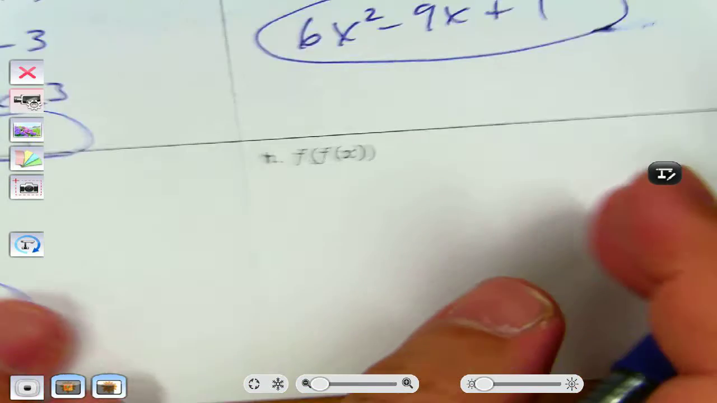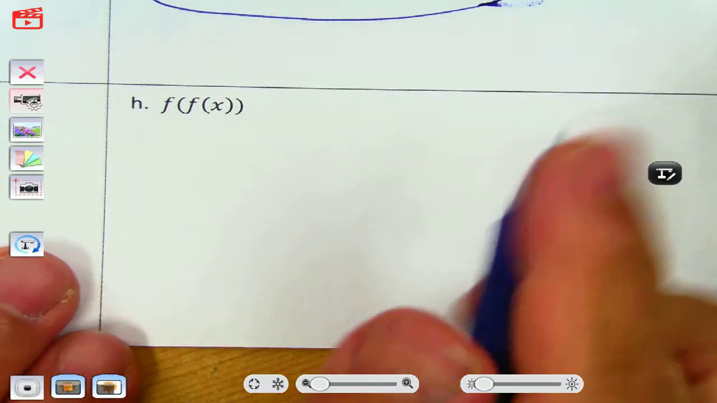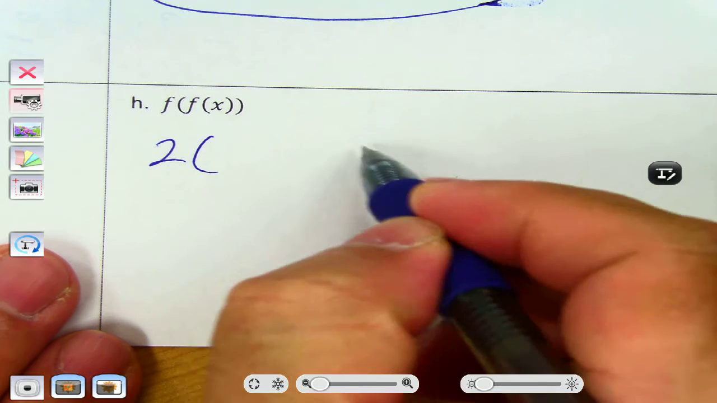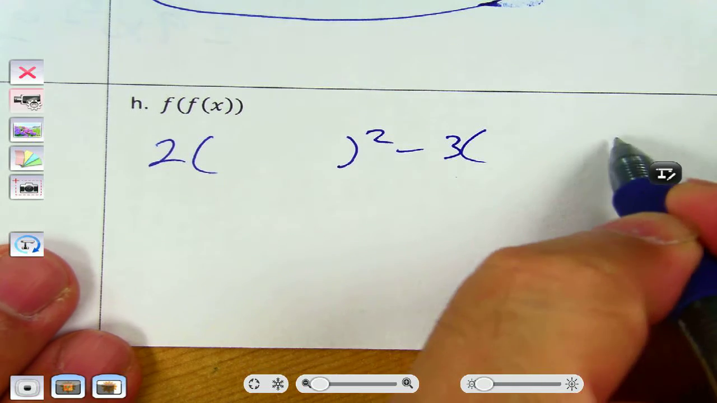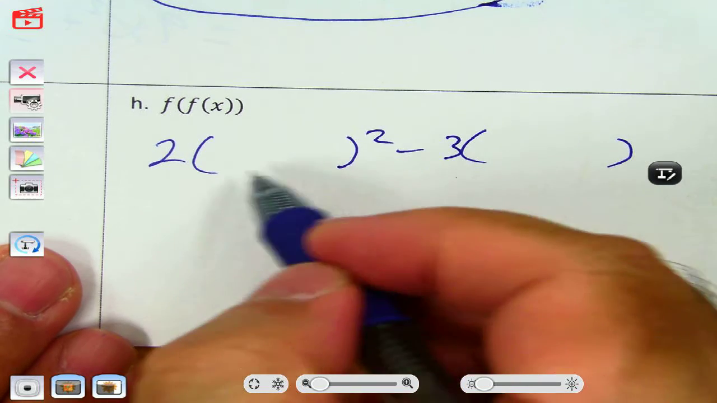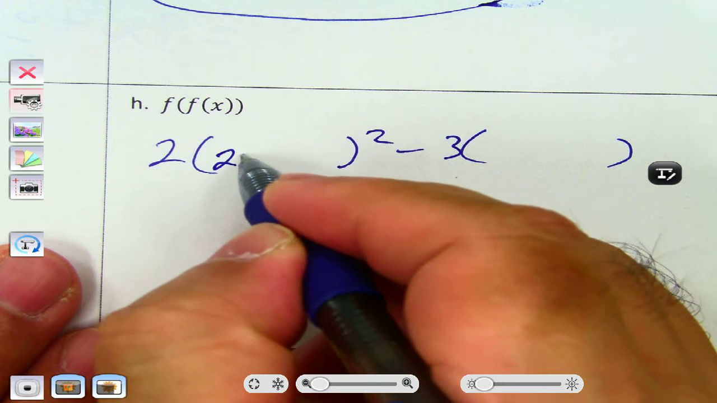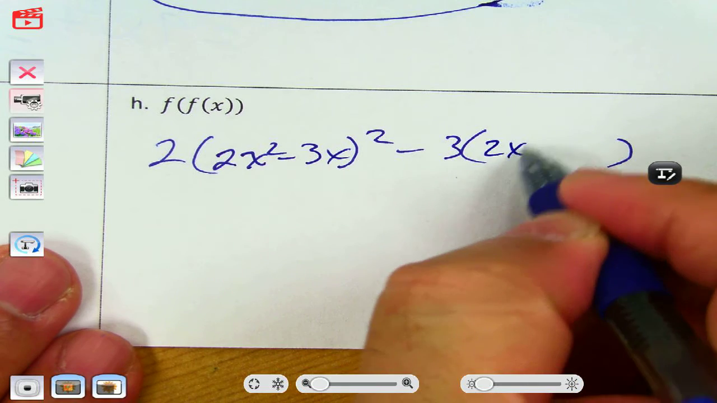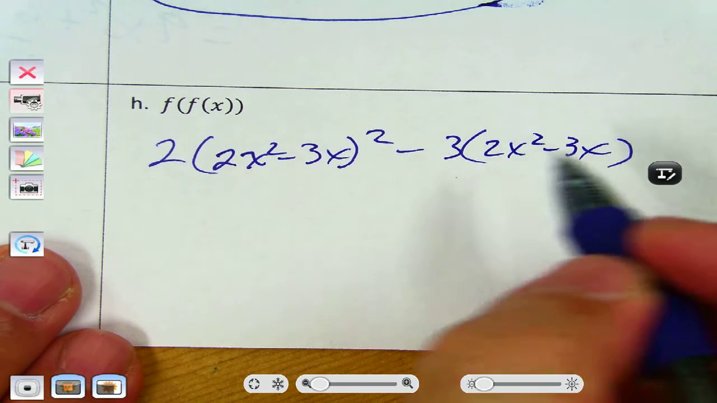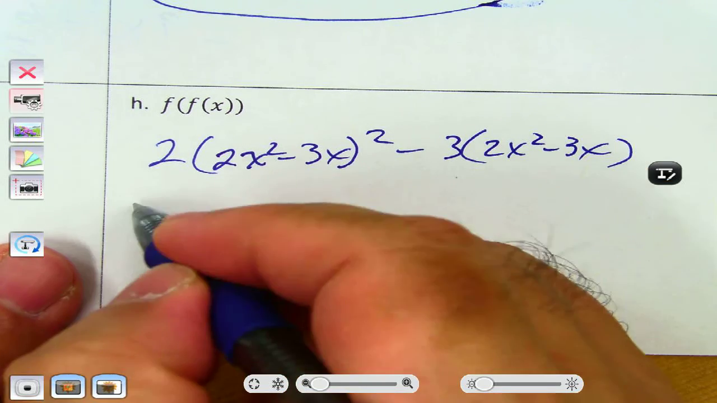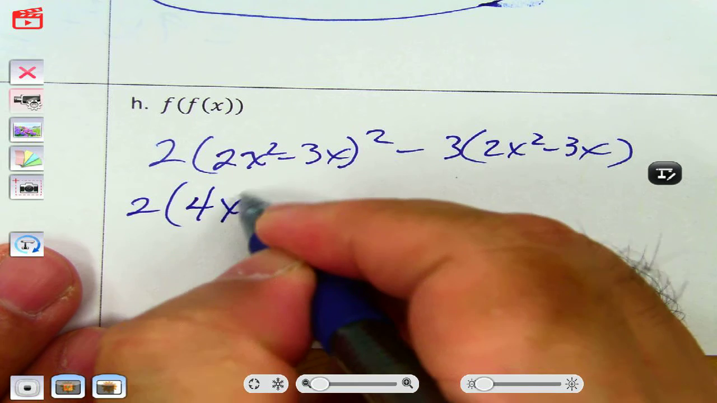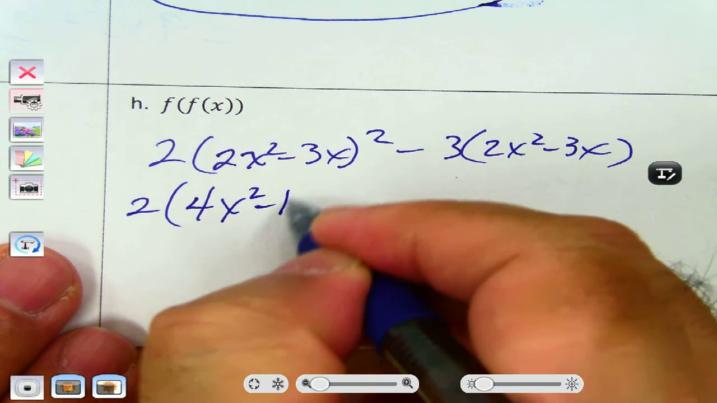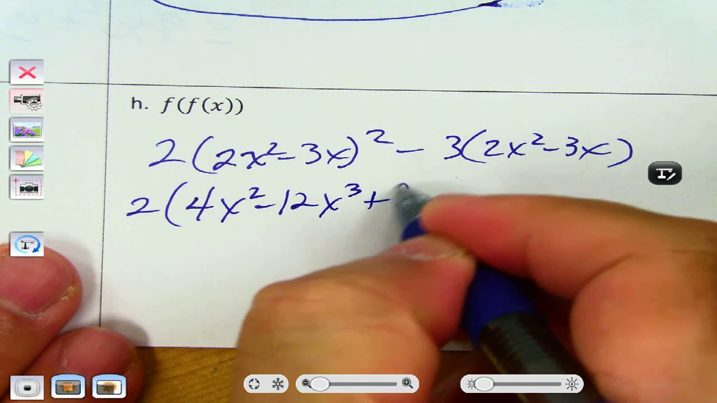B, you're putting f into f. So remember what f looked like. It's 2 parentheses squared minus 3 more parentheses. And inside of there, we're putting f. So we're putting 2x squared minus 3x into those parentheses. I'm going to go ahead and square that out. It's going to be 4x squared minus 12x cubed plus 9x squared.